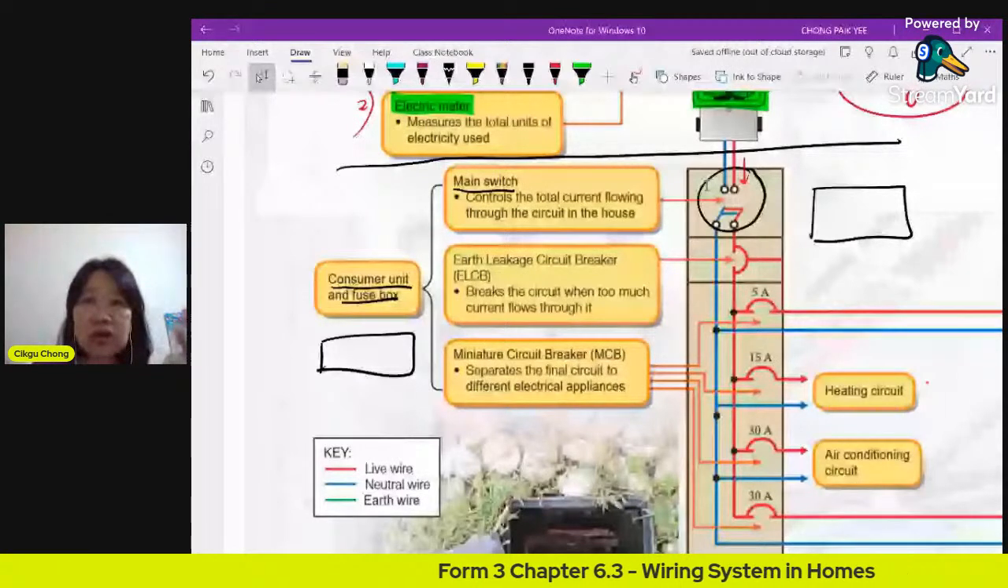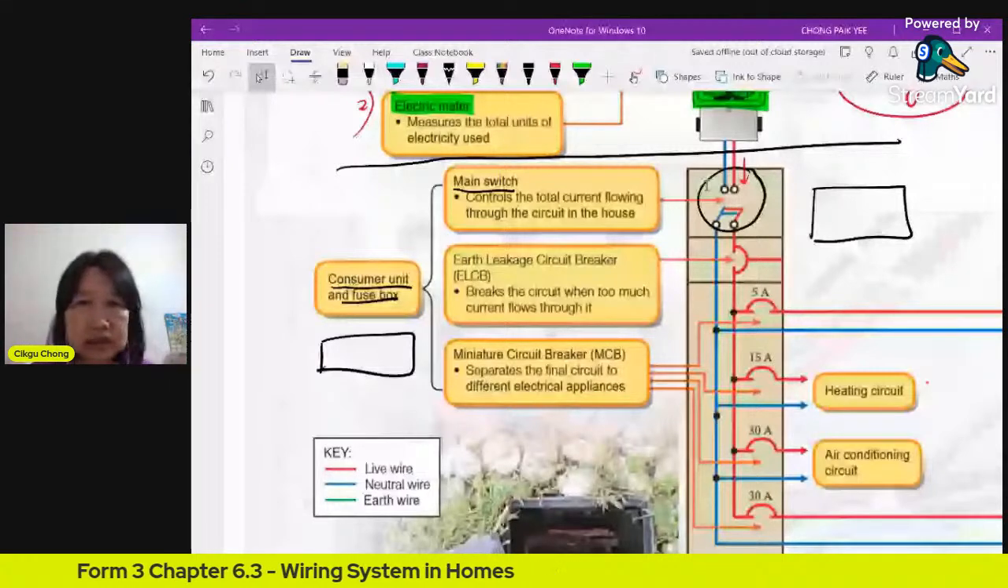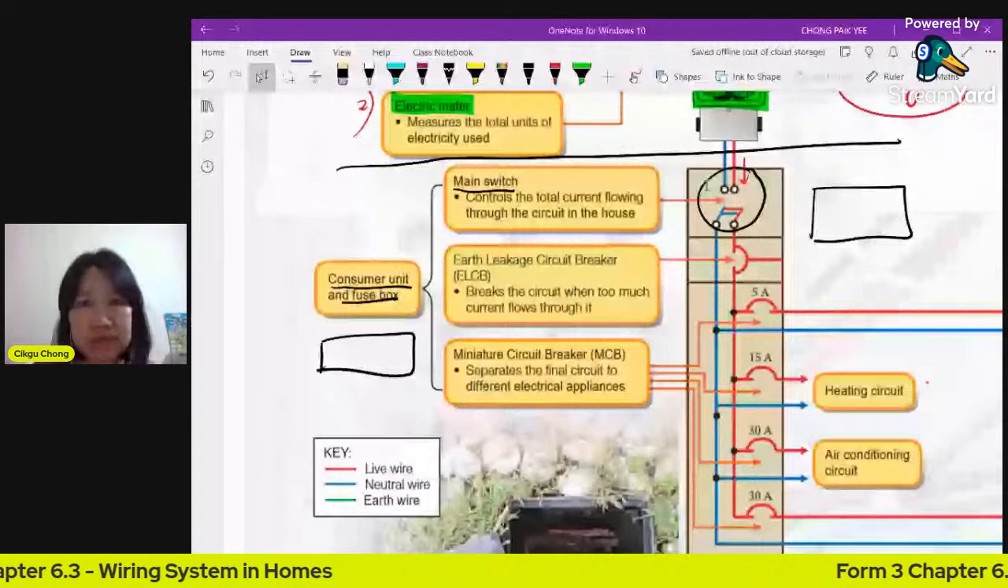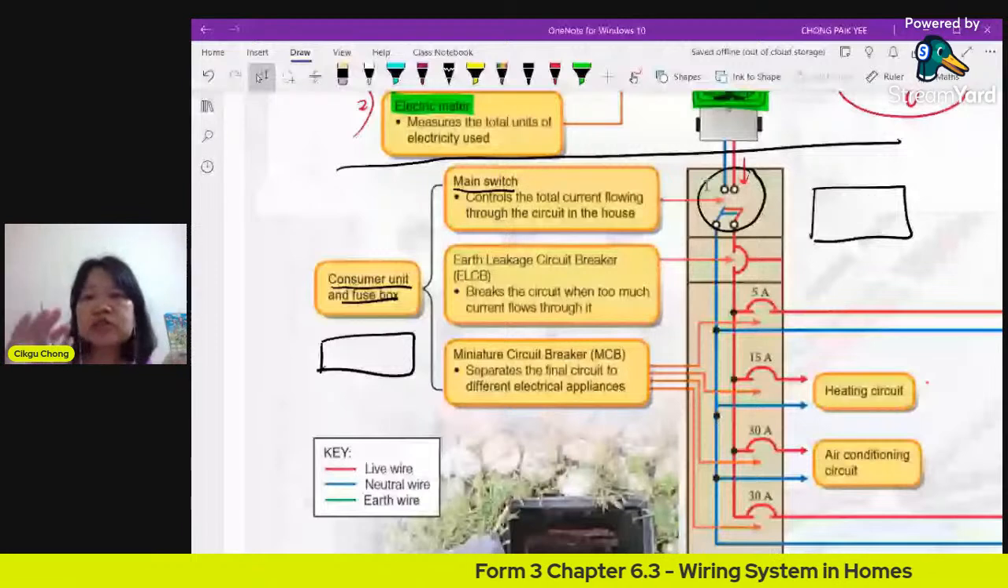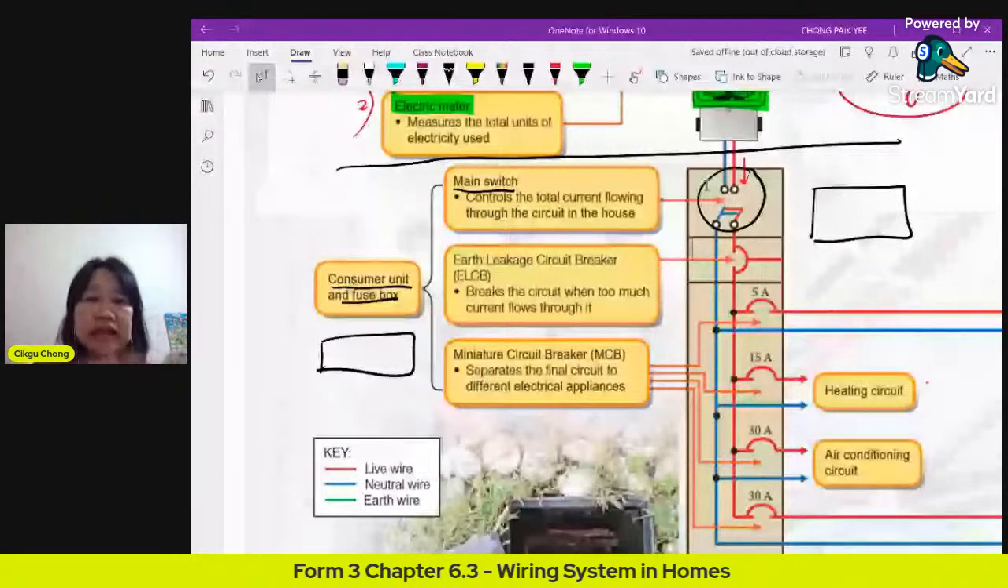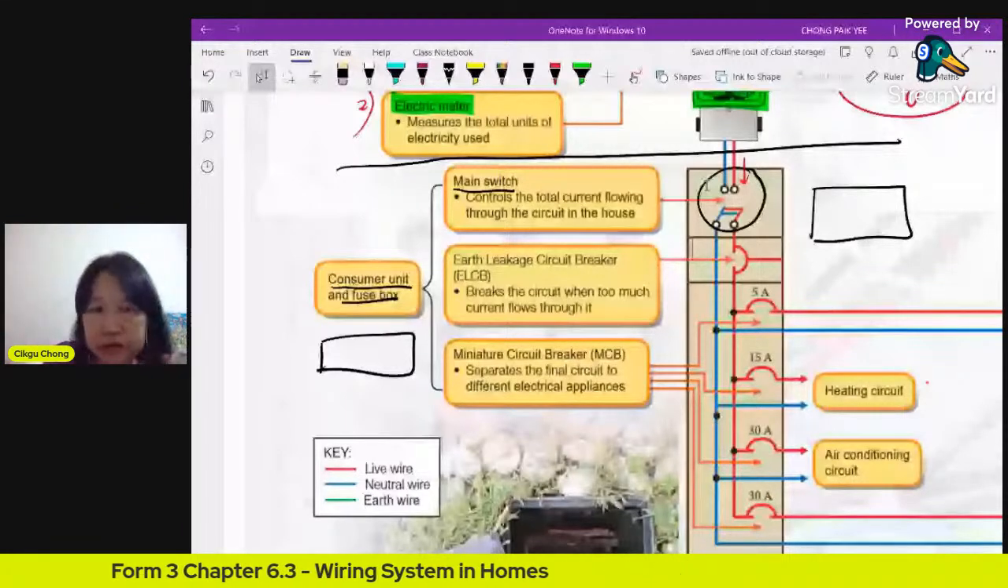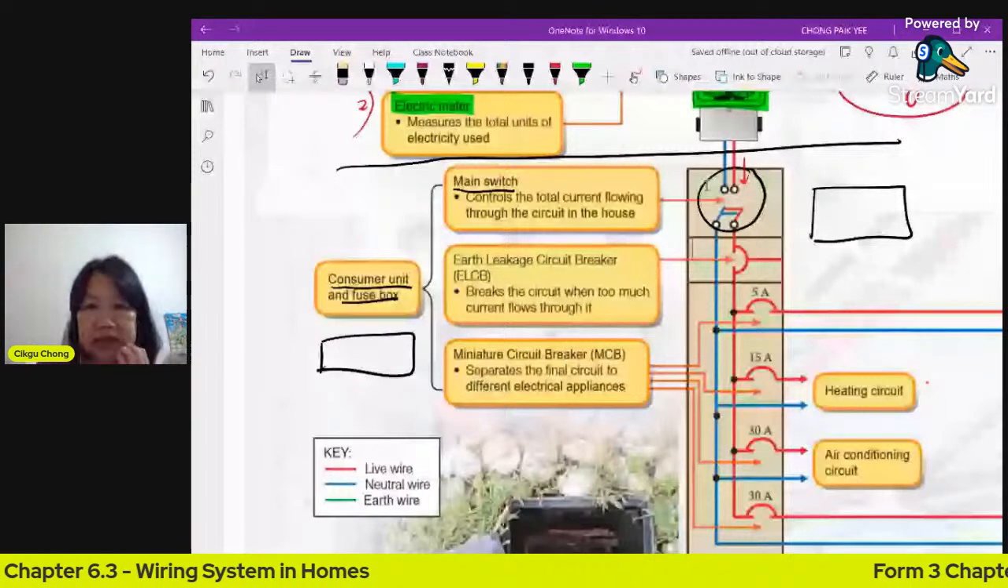Once you switch off the main switch, no current enters the house. Everything you cannot use for the time being, just for a short moment, while you repair things first. So that's the main switch. You can switch it off. If you switch it off, nothing comes into your house. There's no current. Now, secondly, you have an ELCB.